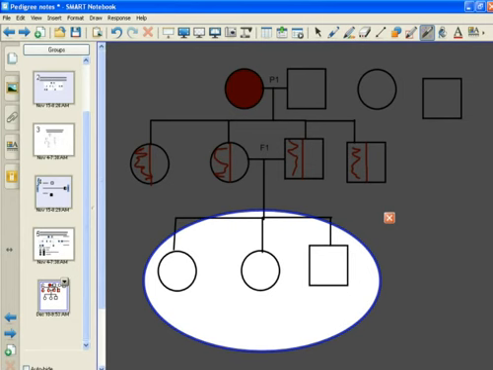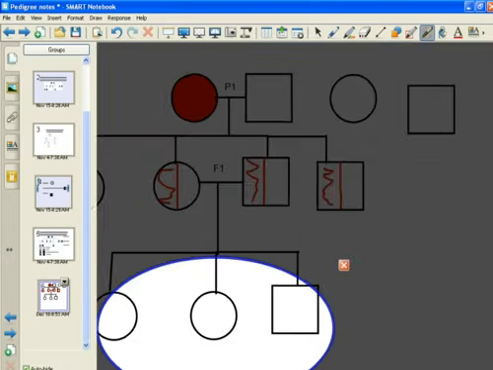But anyway, that gives you a quick glimpse of pedigrees. Hopefully that helped you guys out at least a little bit.